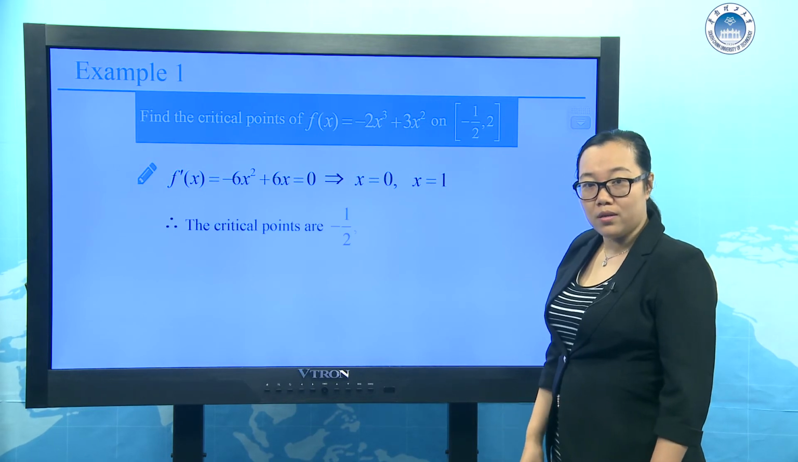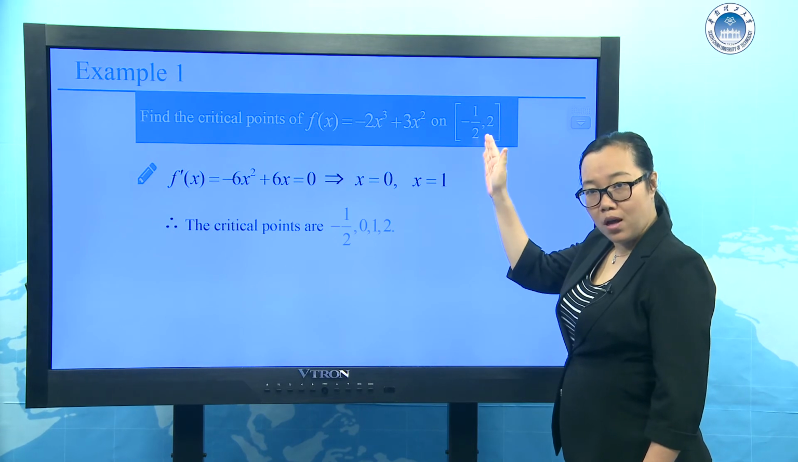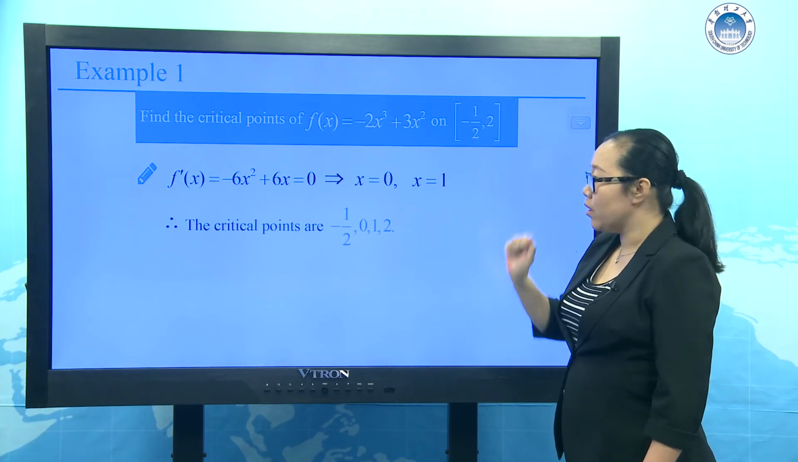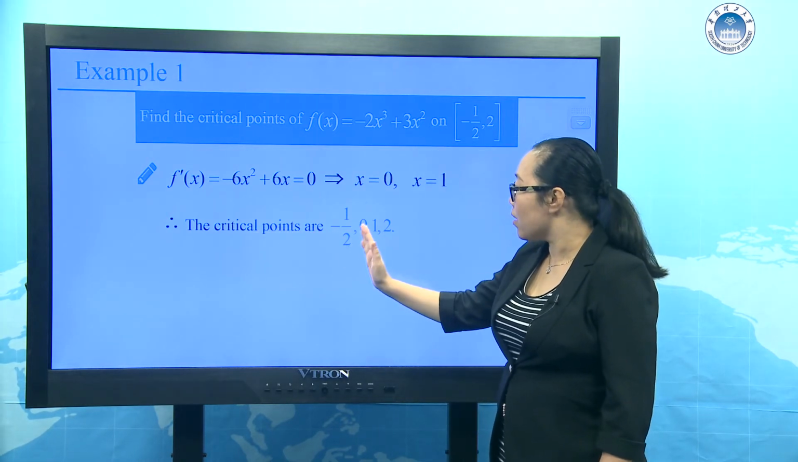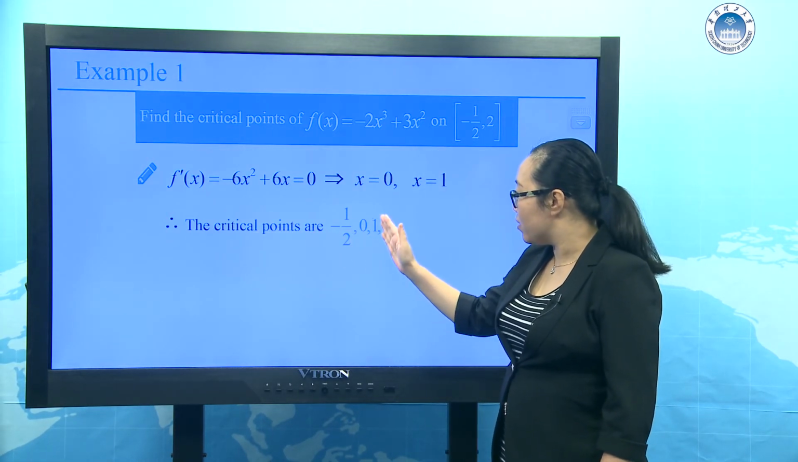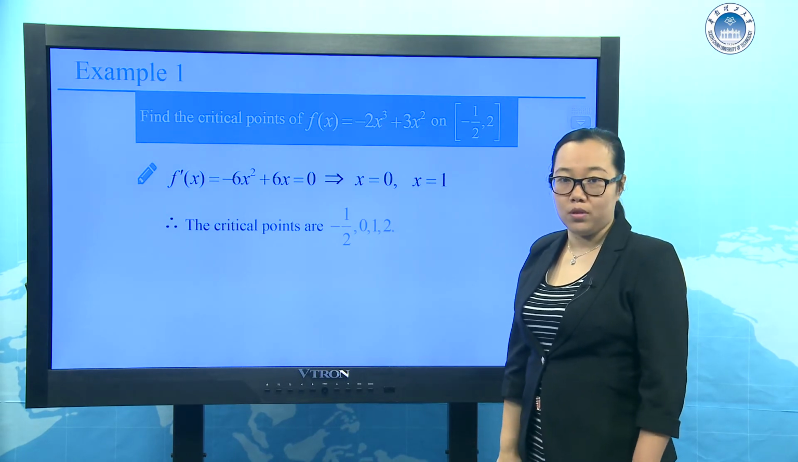And then consider the endpoints. There are 2. One is minus half, the other is 2. So together, the critical points are minus half, 2, 0 and 1. We have gotten the critical points.